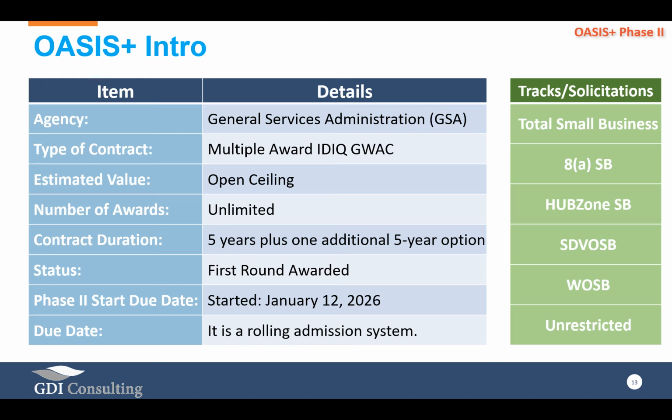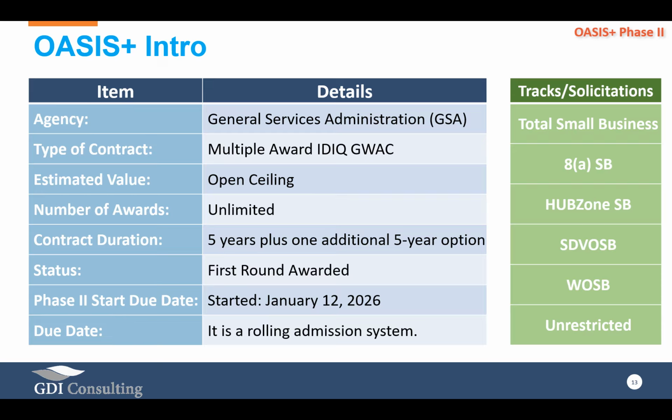It's a multiple award IDIQ GWAC, government-wide acquisition contract, meaning that all federal agencies can actually put out task orders under this. It has an open ceiling, number of awards unlimited, and this phase 2 also unlimited as well. Contract duration is 5 years plus 1 additional 5 years. You can think of it as an overall 8 years now, because we are nearly 2 years into it, or less than 2 years actually.